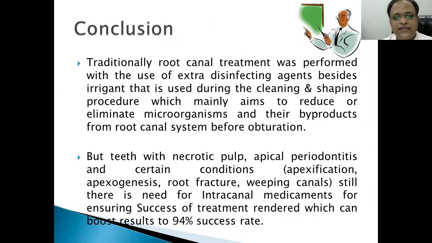So coming to the conclusion, traditionally root canal treatment was performed with the use of extra disinfecting agents beside irrigants that are used during the cleaning and shaping procedure, which mainly aims to reduce or eliminate microorganisms and their byproducts from the root canal system before obturation. But teeth with necrotic pulp, apical periodontitis, and certain conditions like apexification, apexogenesis, root fractures, or weeping canals still need more disinfection, and a complete removal of bacteria is essential for getting the desired results of the treatment.